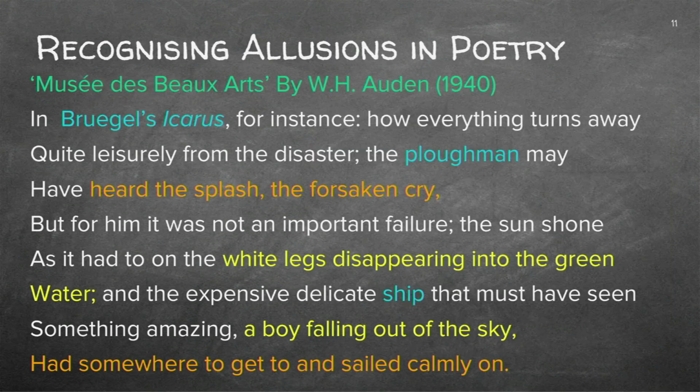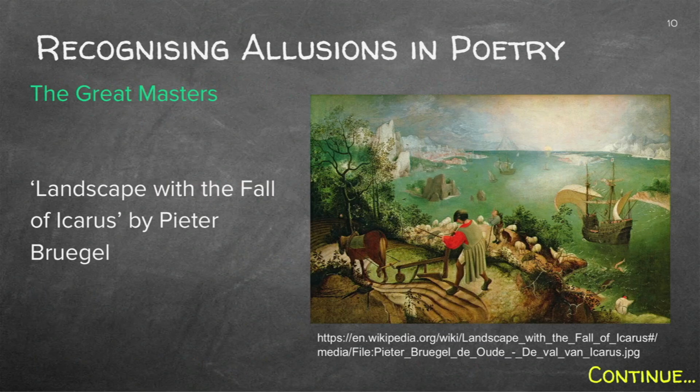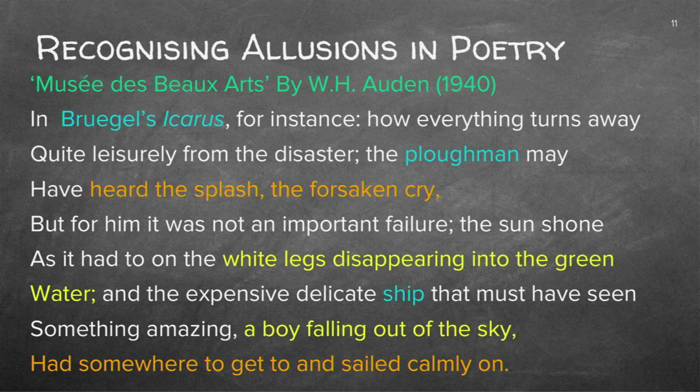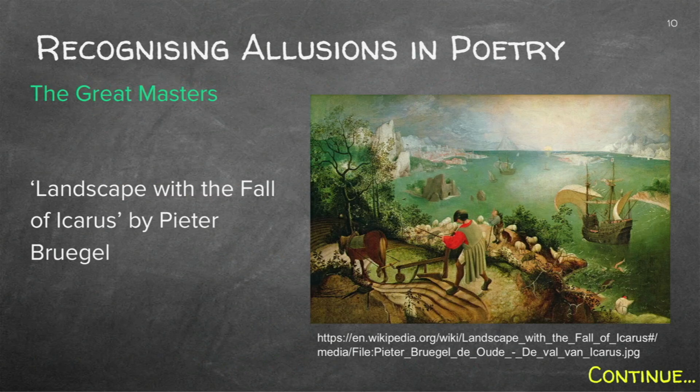In the last part, he goes on to say, in Bruegel's Icarus, for instance. So can you see how he directly now refers to this picture, right? In Bruegel's Icarus, for instance, how everything turns away quite leisurely from the disaster. There's a disaster going on. Icarus is drowning. There's a child falling from the sky, drowning in the sea. There's a boat. There's a ploughman. There are people around. Why didn't they see? Why didn't they hear the splash?